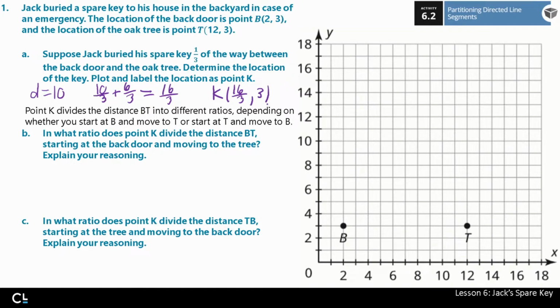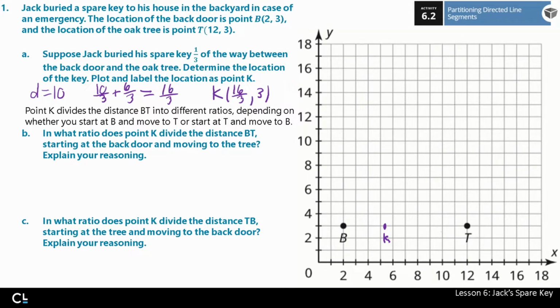And just to get an idea of where 16/3 is for our brain, what we could do is divide that in a calculator. If I open up a calculator, we could say 16 divided by 3 is about 5.333 repeating. So that's where we need to go on our coordinate plane. We're here at 2, 3, 4, 5. We're going to go a little more than 5. We're going to put our point there. That's going to be point A. And that's where he buried his key.